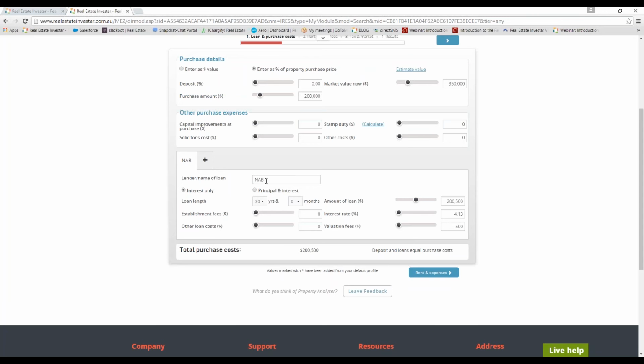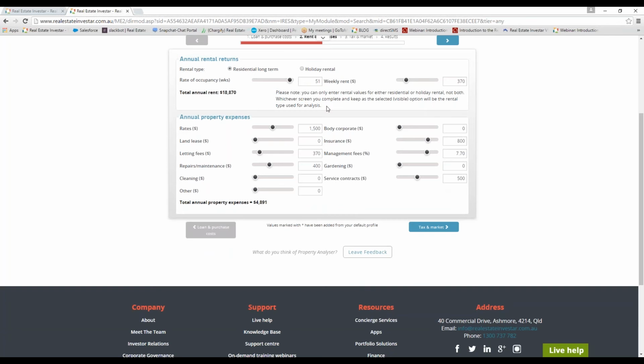Let's have a look at our lending information. So we've got our lender NAB, interest only at 30 years, no establishment fee, we got that waived at settlement, and we've got 4.13 for the interest rate, and we've also got our loan at $200,500. So simply plugging in your information to reflect your position with this property.